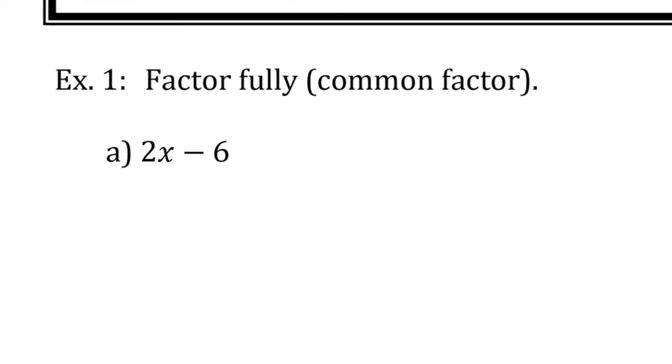So factor fully. First question is common factoring. How do I common factor this one? What do I do? Yeah, which is 2. Yep, 2 for this one. No x can come out of it because there's not an x in both. And then how do I write the brackets? Remember we talked about this. Yeah. X minus 3. How did you get that?